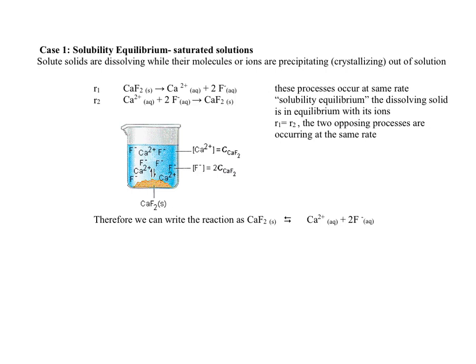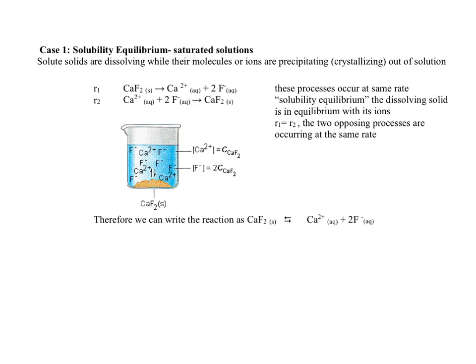So the first one is solubility equilibrium. Basically, solute, the stuff that's being dissolved, the solids are dissolving while their molecules, if they're covalent, and their ions, if they're ionic, are precipitating or crystallizing out of solution. In this example, you've got your calcium fluoride solid dissolving into the ions, but at the same time, at the same rate, the reverse is happening. Calcium fluoride ions are coming together to precipitate out.